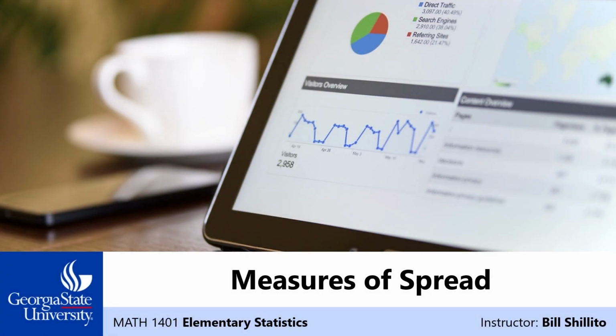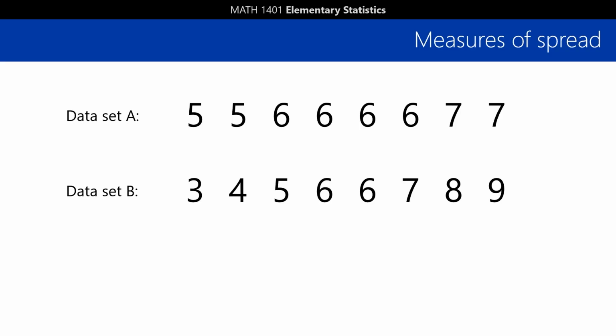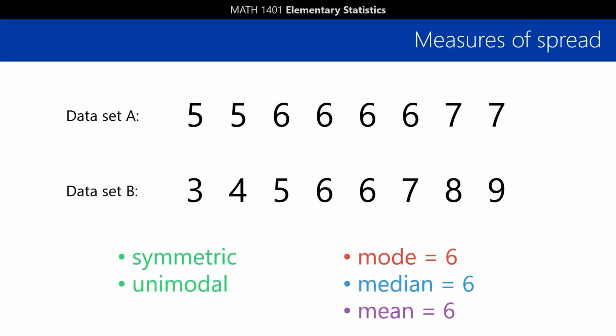In this video, we'll look at ways to measure the spread of a distribution. Take a look at these two sets of data, set A and set B. How might we describe them? Well, they're both symmetric and unimodal, and the mode, median, and mean for both are all 6. So by all the measures we've talked about so far, these two data sets are the same.